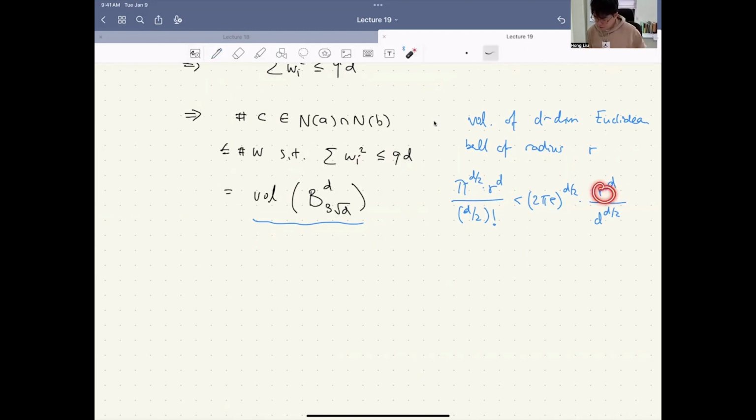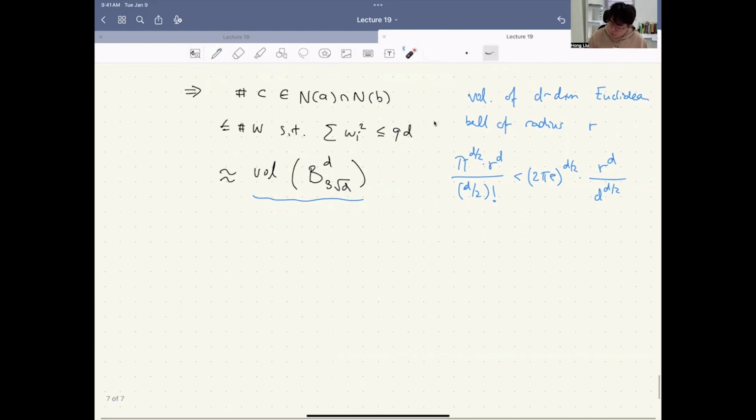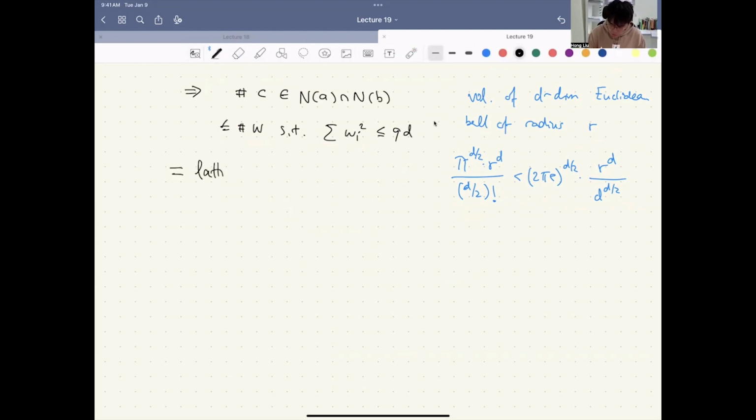But this r is different from our R here, which is radius R. So how do we bound this guy? This is not equality, let me write this informally. We need to bound the integer points w_i that lie in this ball. To bound the lattice points inside this ball, we count the integer lattice points in a d-dimensional ball with radius 3.5 times square root d.